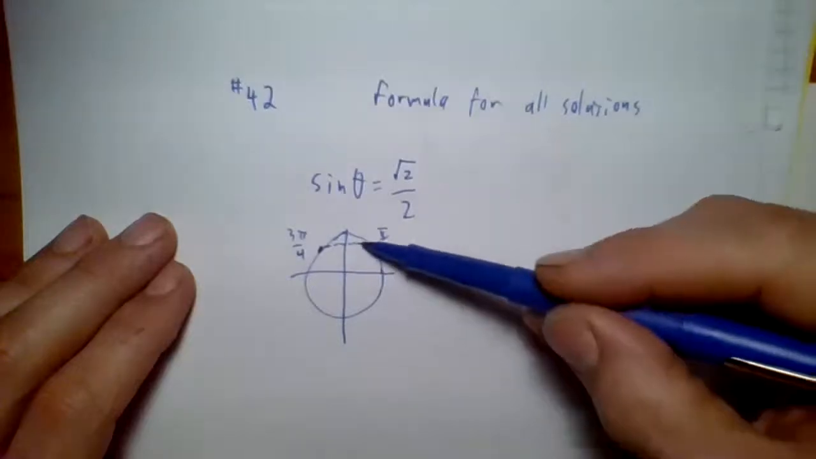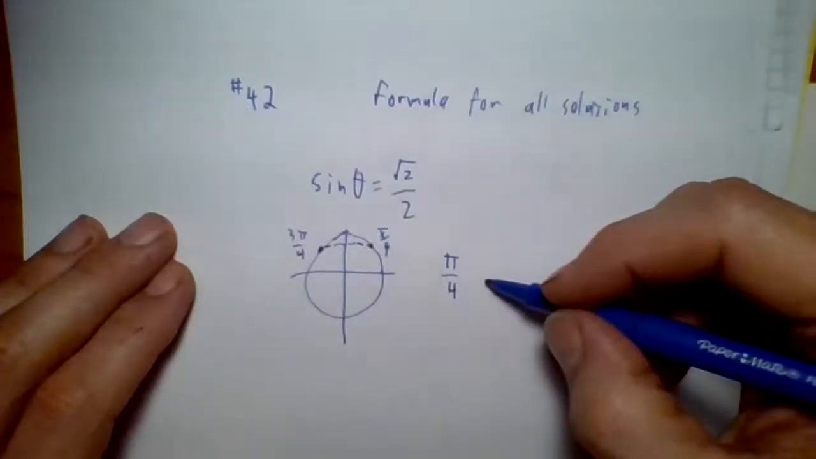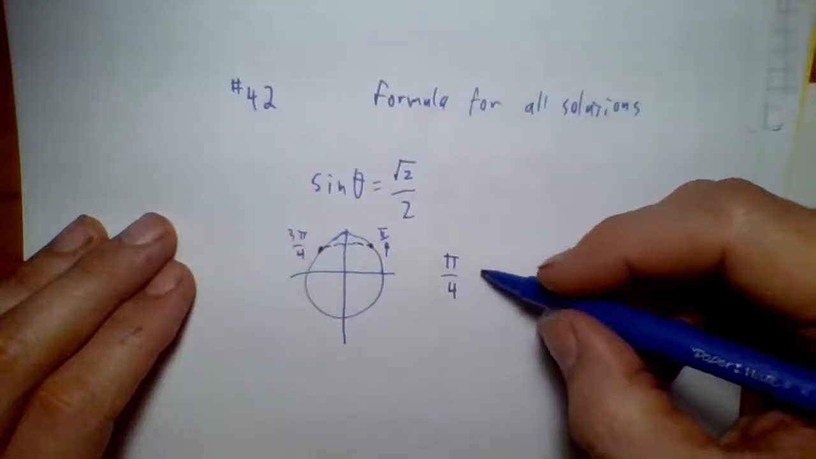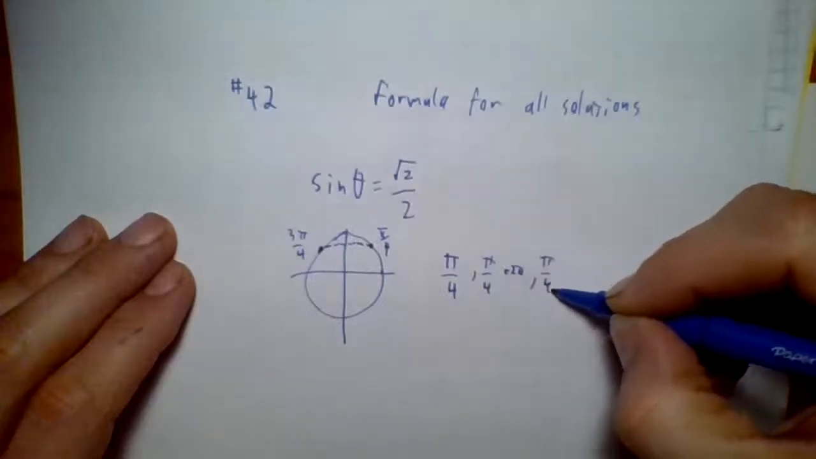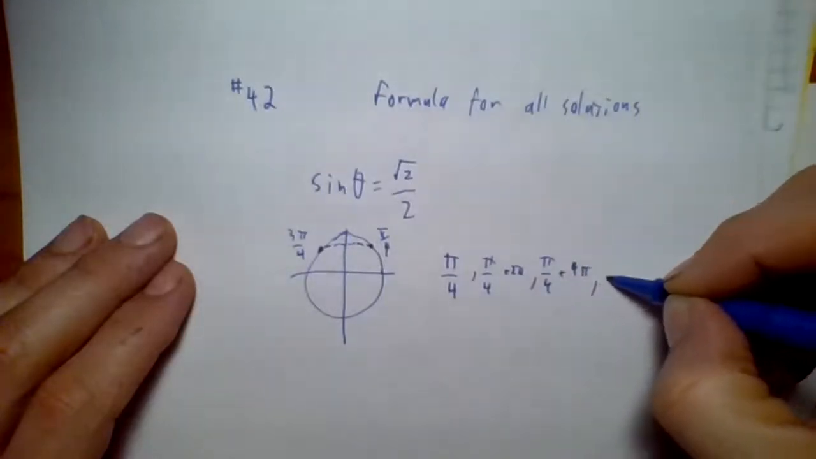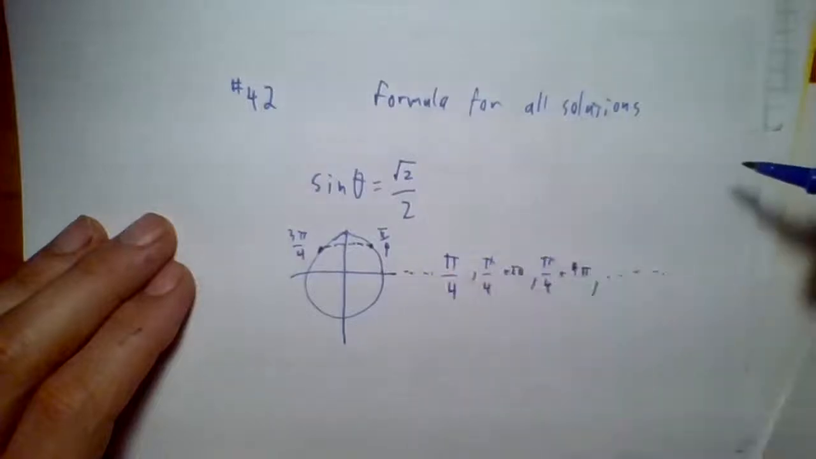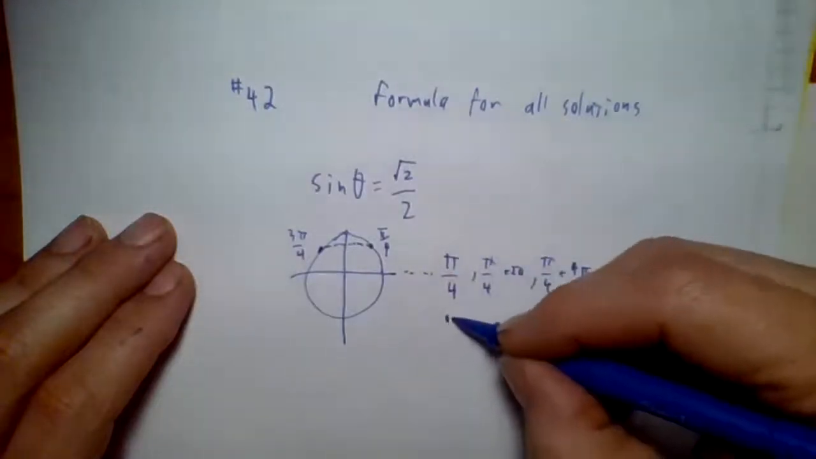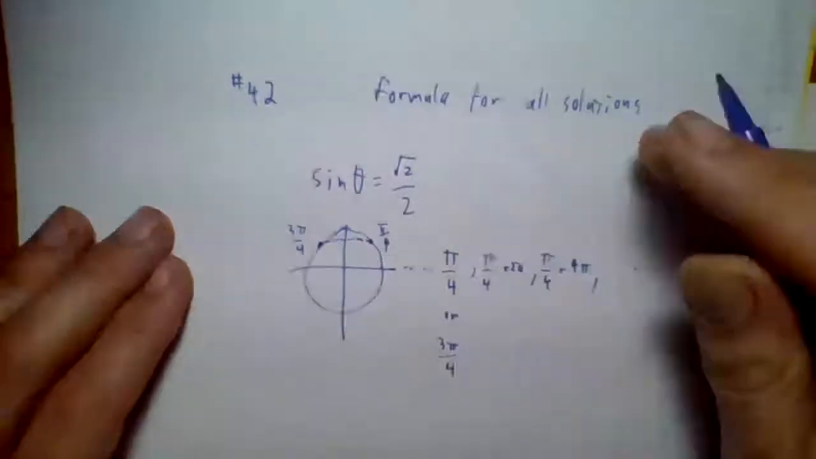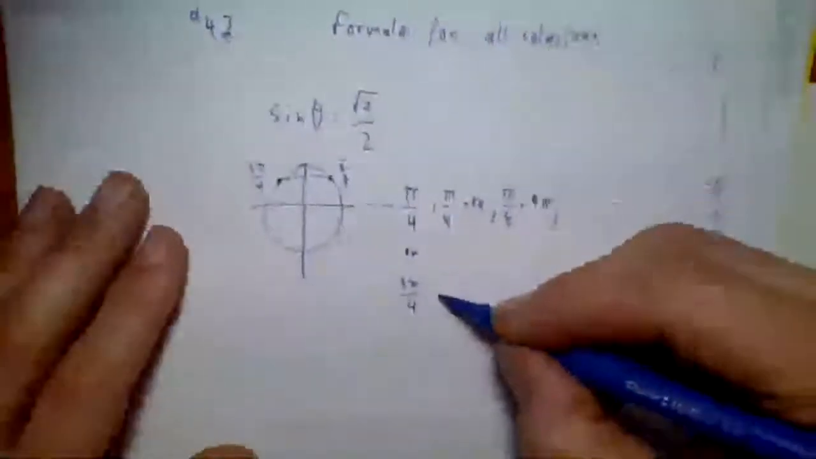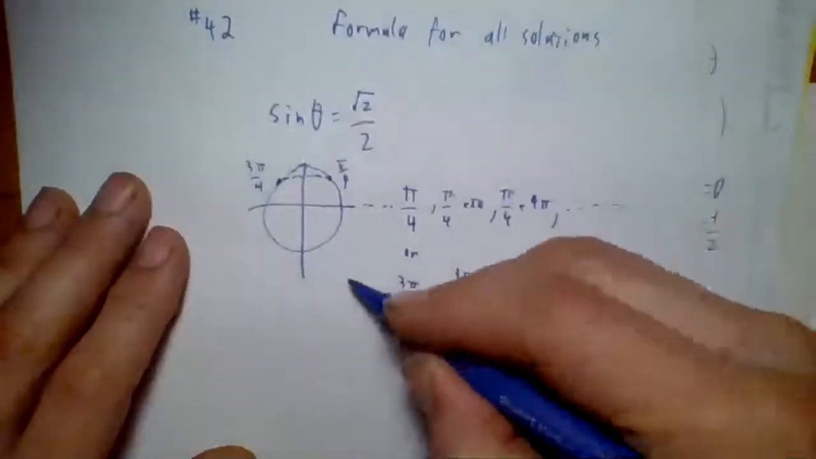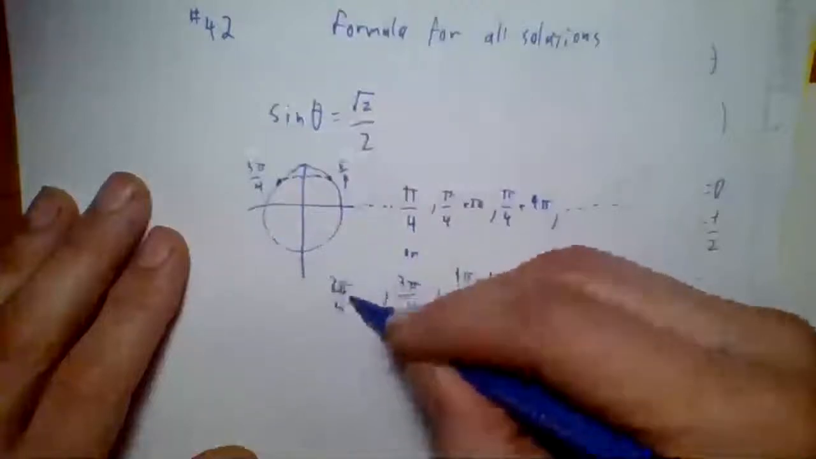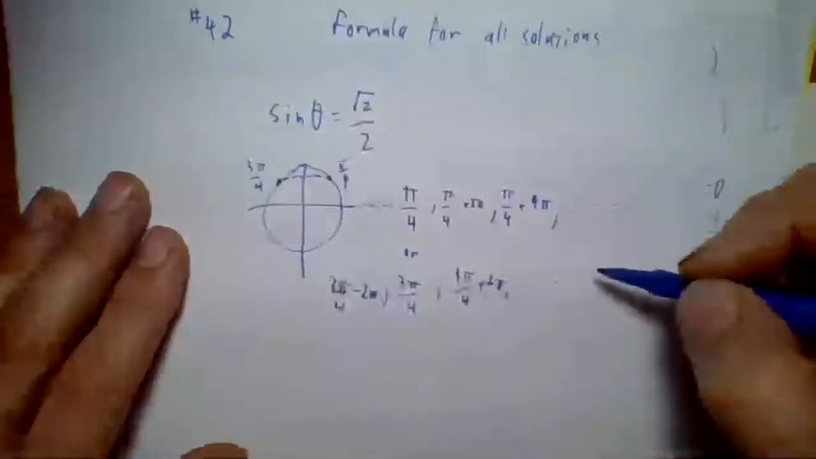But if I go all the way around and up, and so on, the solutions are pi over 4 plus 2 pi, pi over 4 plus 4 pi, and so on. And I could actually go in the other direction too with minus 2 pi. Separately, the second quadrant ones are at 3 pi over 4, 3 pi over 4 plus 2 pi, and so on. Or 3 pi over 4 minus 2 pi, and so on.